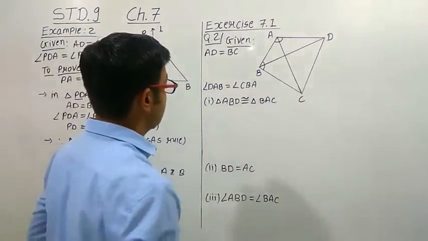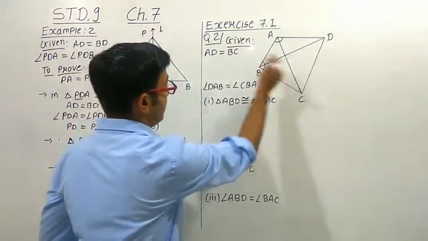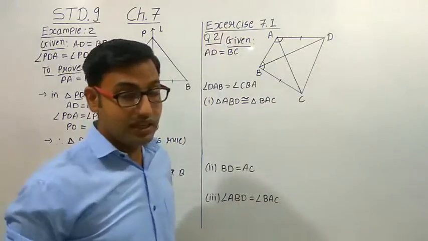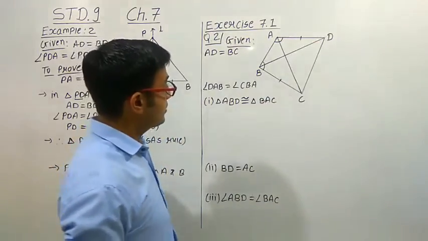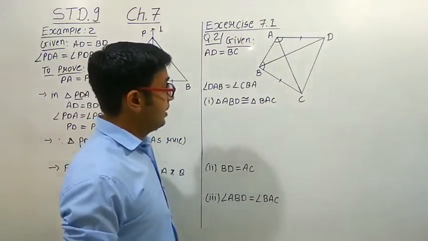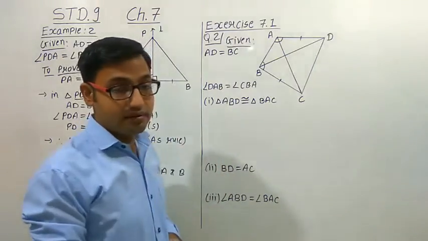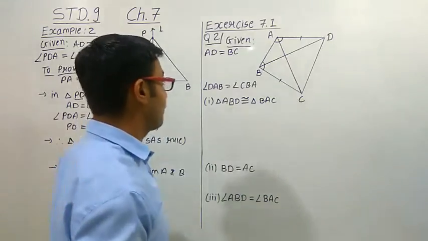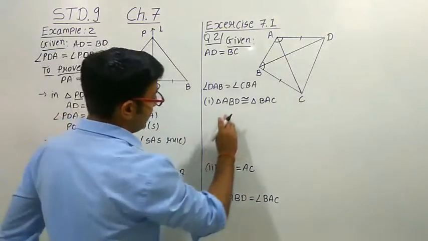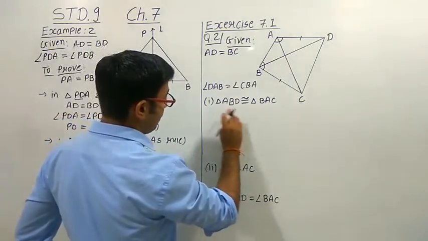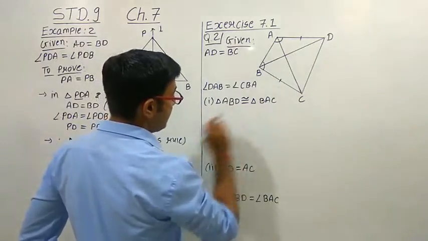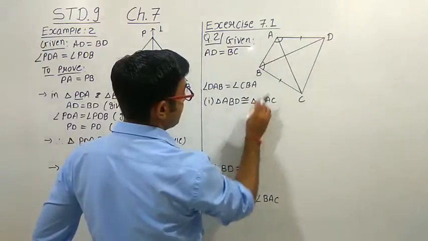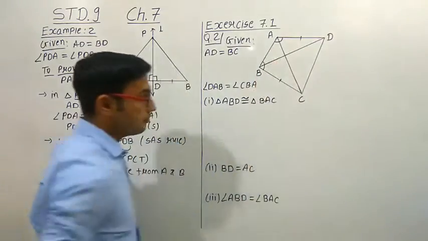Now what about the given condition? We have to write down here that AD side, this side, is equal to BC side. Now you are seeing this type of figure for the first time. There are lots of triangles here, so which two triangles we have to consider may be a confusion for you. So these two triangles we have to consider. Currently we have to work on ABD and BAC, that is this triangle ABD and this triangle BAC.